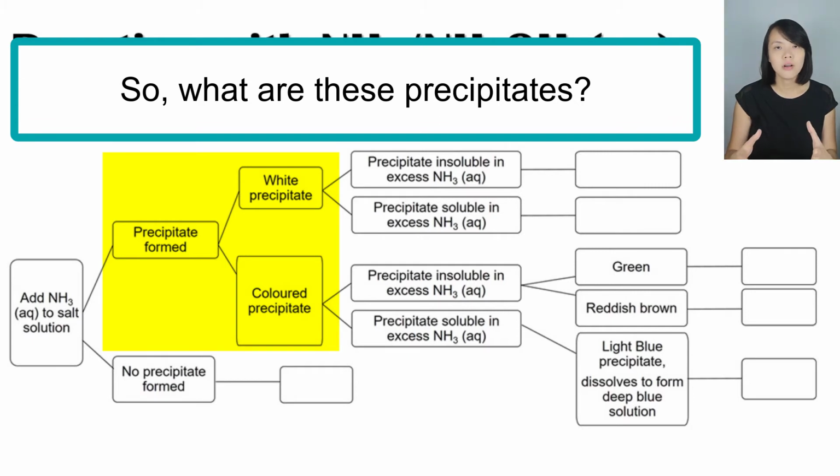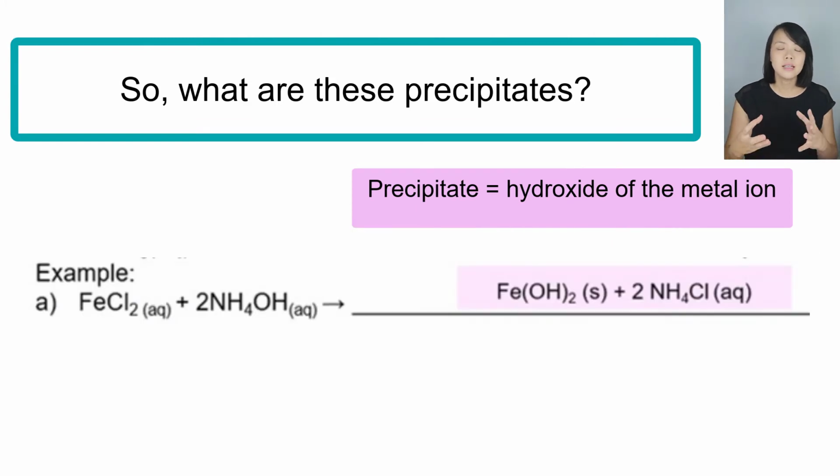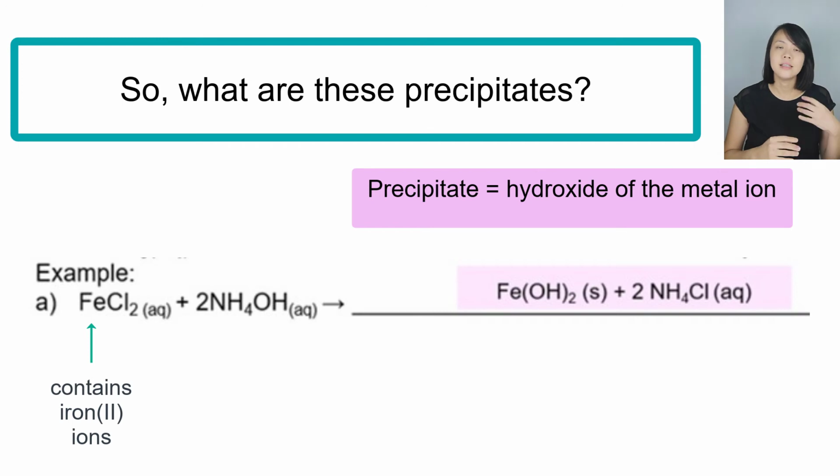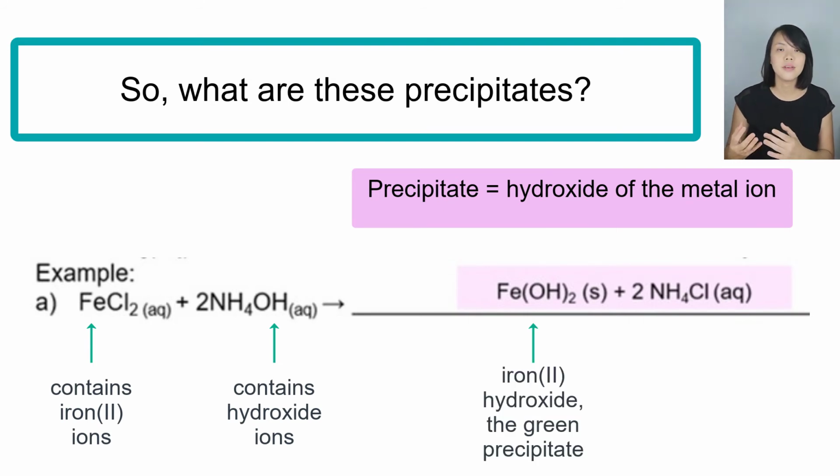For this particular outcome where precipitate is formed, the precipitate that you observe in each of these reactions is actually the hydroxide of the metal ion. So let's say this unknown solution contains iron 2 chloride, and these iron 2 ions react with the hydroxide ions that are present in aqueous ammonia. So the precipitate that we observe is actually iron 2 hydroxide, which is insoluble in water.